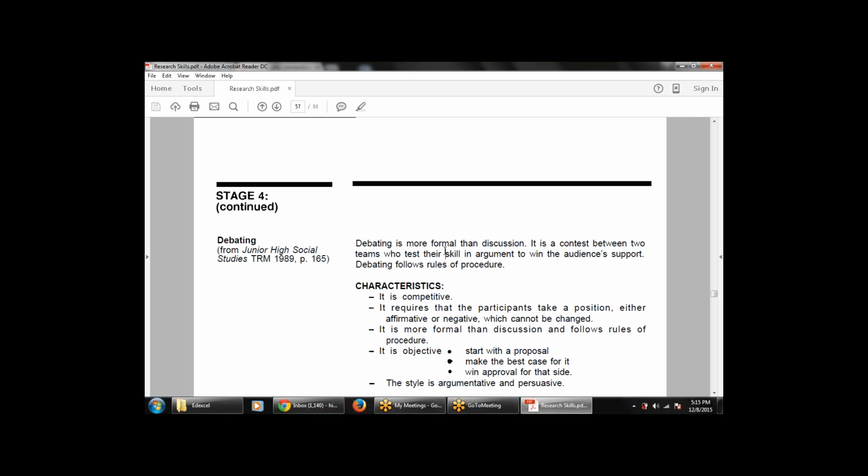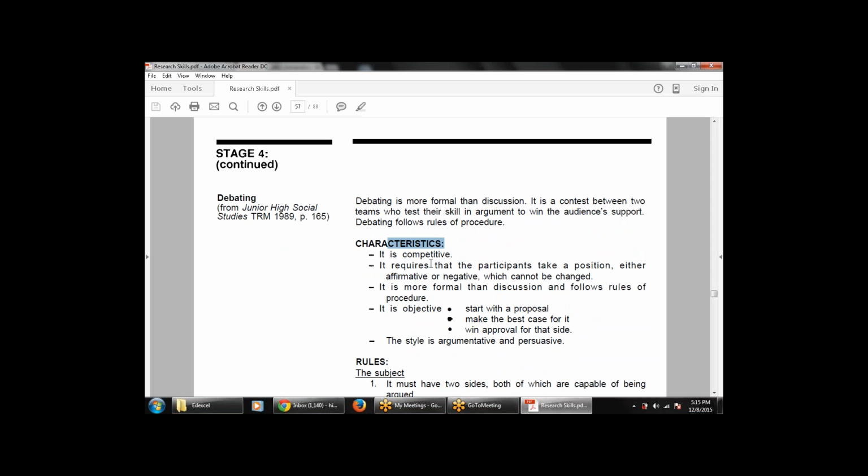support. That means two teams are gathered and they test their skills or give their ideas, and it is the opinions of the audience that they try to gain, so they test their skills in argument to win the audience support. So this is the audience behavior that uses the debate in terms of the audience support. So debating follows the rules of the procedure, whatever rule is used. Then next are the characteristics, what are the various characteristics of debating.